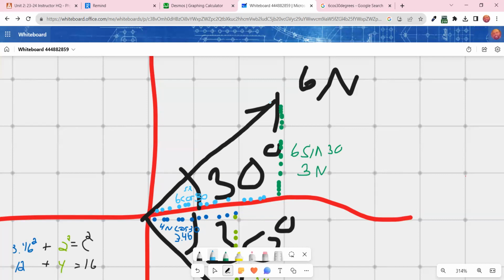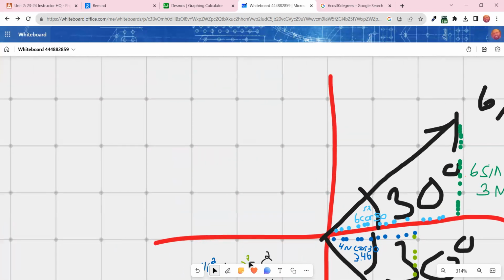Okay. I can change that 6 Newton force. I have 6 newtons. That's how hard I'm pushing something. I can push it at a 30-degree angle. I can push it at a 45-degree angle. In fact, let's try that real quick. I still have a 6 Newton force, and now it's at a 45-degree angle.